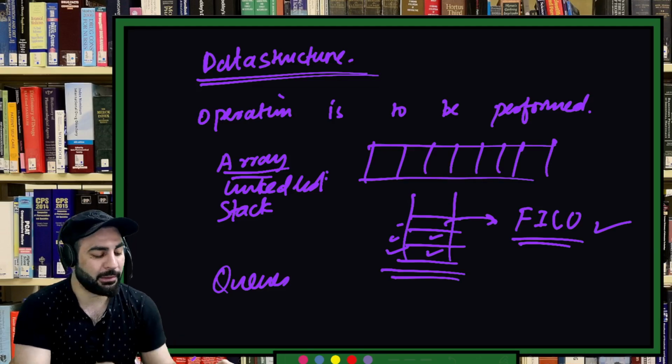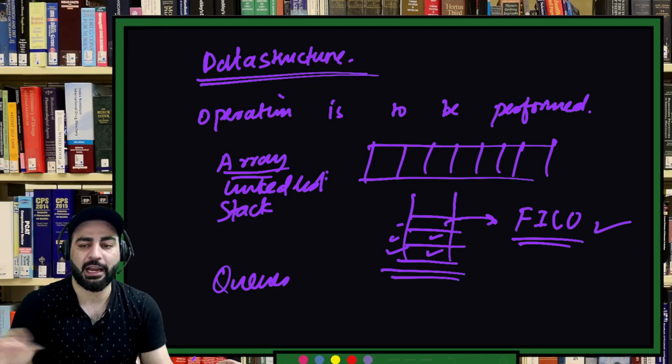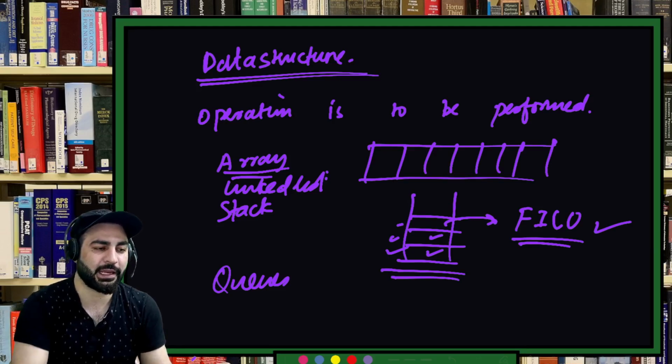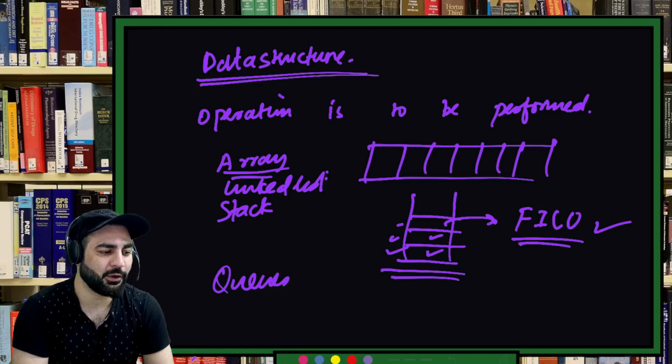For how many people can I assume that at least you got a higher level view of what a data structure is and why it is needed this way? Can I assume this? It's okay.